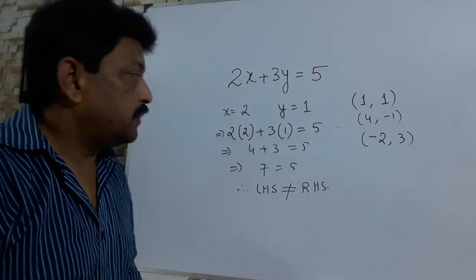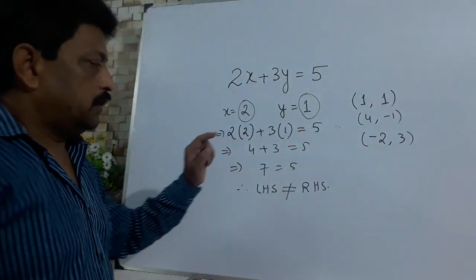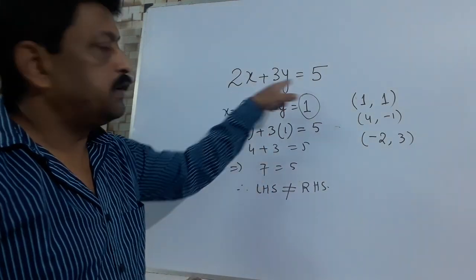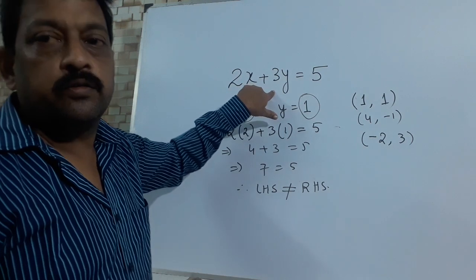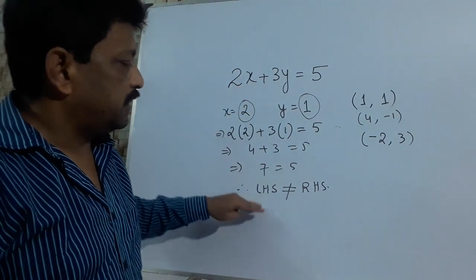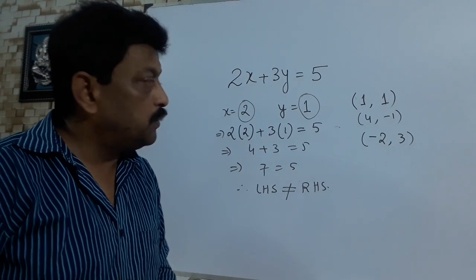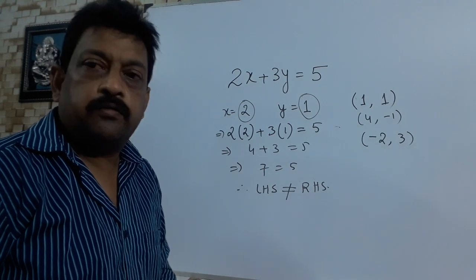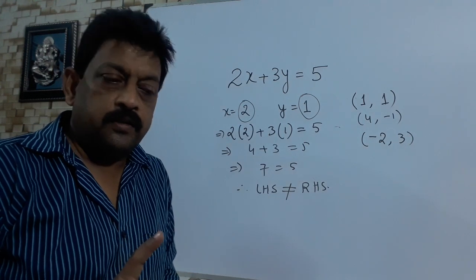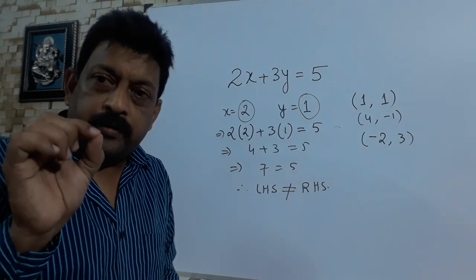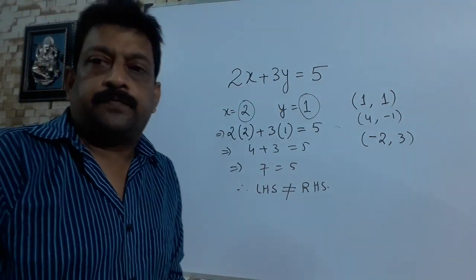Hence we can say that x equals 2 and y equals 1 is not the solution of this linear equation, because these two values are not satisfying the equation and we are not getting LHS equals RHS. So hope you have understood what is the solution of a linear equation. Every solution of a linear equation represents a point on the line which is represented by the equation.